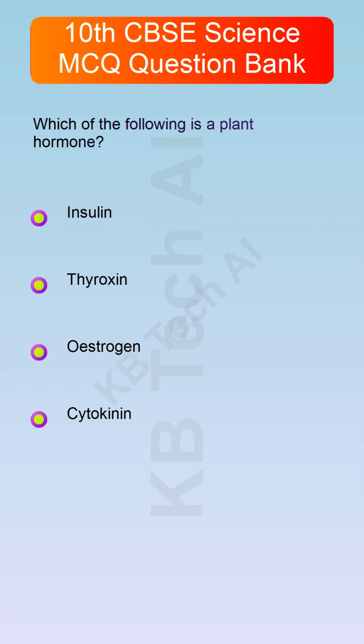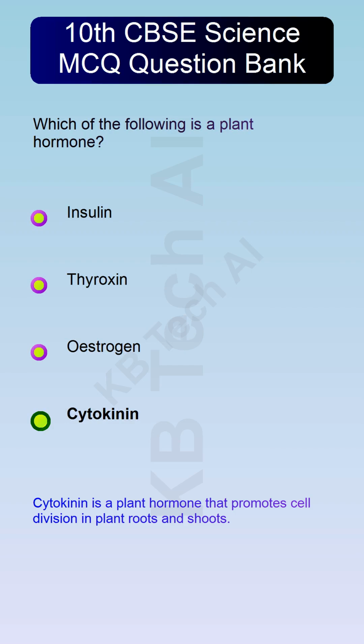Which of the following is a plant hormone? Option 1, insulin. Option 2, thyroxine. Option 3, estrogen. Option 4, cytokinin. The answer is, option 4, cytokinin.